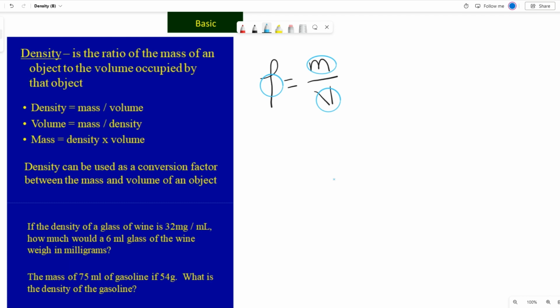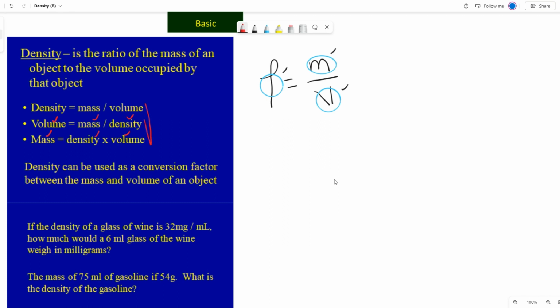As long as you are given two of those three terms, you can solve for the third term, and that's what we're going to practice doing today. If you're solving for the density, you will take the mass divided by the volume. If you're asked to solve for the volume, you'll take the mass divided by the density. And if you're asked to solve for the mass, you'll take the density and multiply it by the volume.